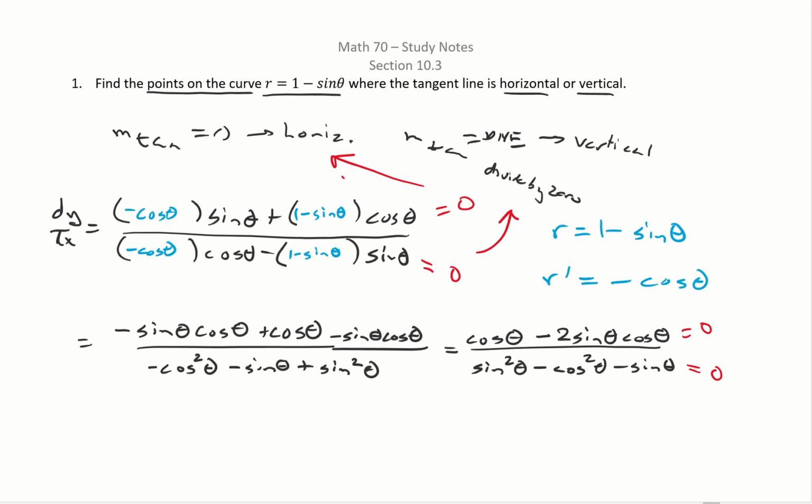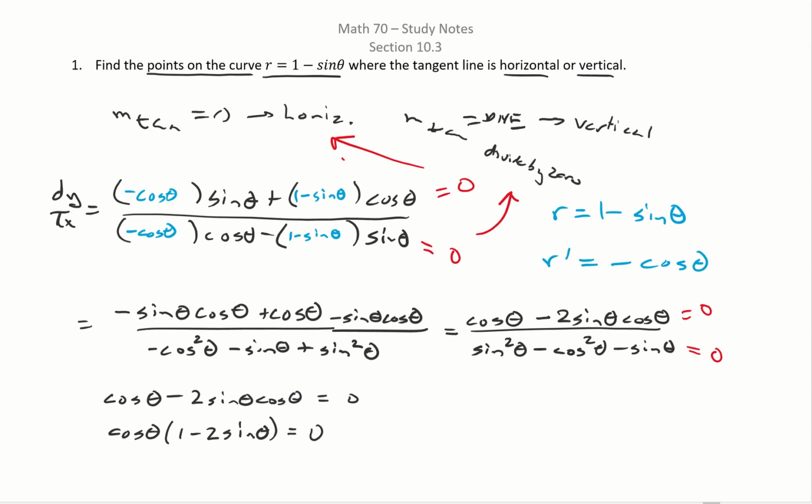Okay, so the first one's not terrible. You've got cosine theta minus 2 sine theta cosine theta. Well, guess what? Set it equal to 0. Factor out a cosine, and you're left with 1 minus 2 sine theta equal to 0. So it's saying when is cosine 0, and when is, can you solve that in your head? Put the 1 over and divide. When is sine theta equal to 1/2?